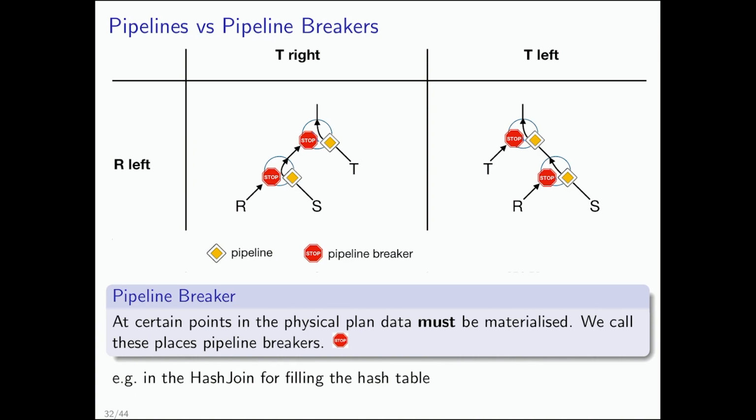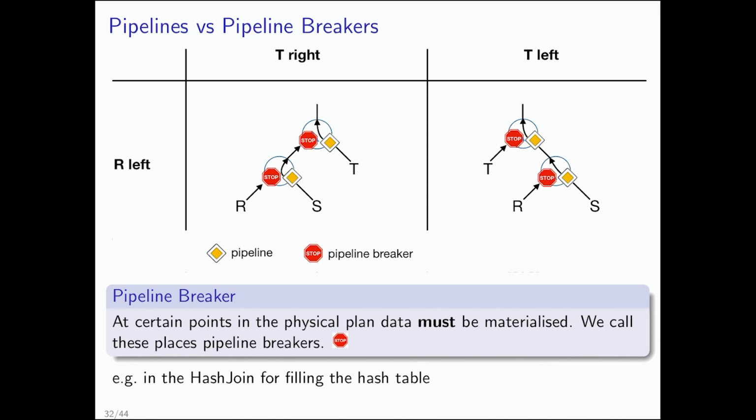So basically, what you observe in these plans is that at certain points in the plan, the data must be materialized. So if you look at the hash join again, this is called a pipeline breaker or materialization point because all of R is put into the hash table. Then when you look at S here, you can directly pass it through because each tuple from S is probed against the hash table, but you don't materialize all of S into a main memory structure. That's not needed at this point.